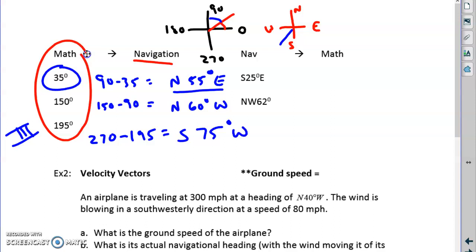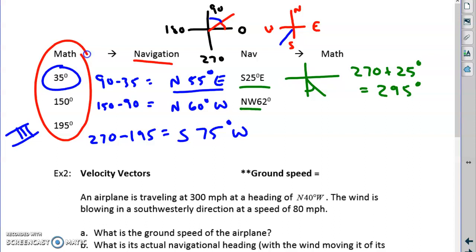All right, just for practice, let's go the other direction. If we have a south 25 east, what are we going to call that math-wise? South 25 east, I'm in quadrant 4. I'm 25 to the east of due south. So due south is 270. I'm going to add 25 to it. In my math language, I'm going to use a 295 degree angle to represent southeast 25.